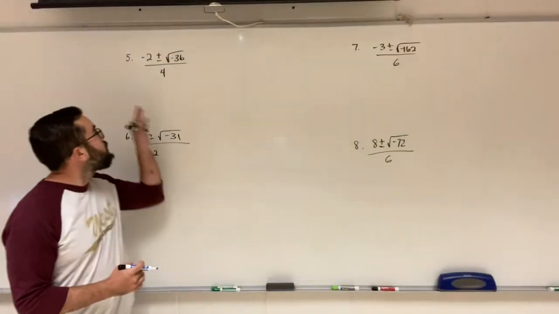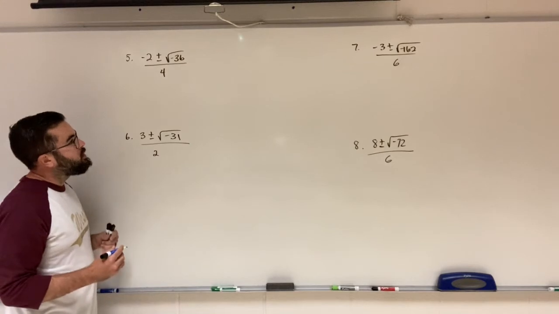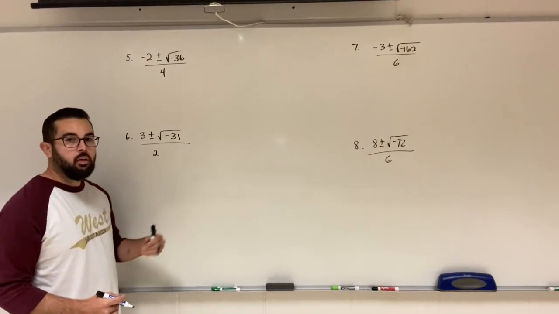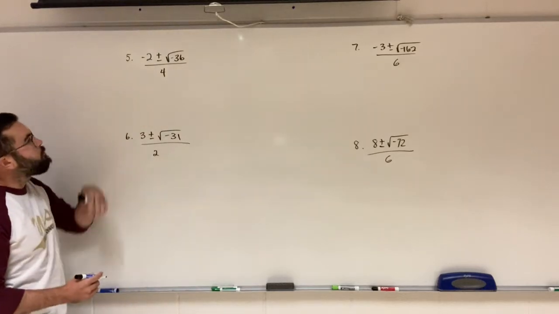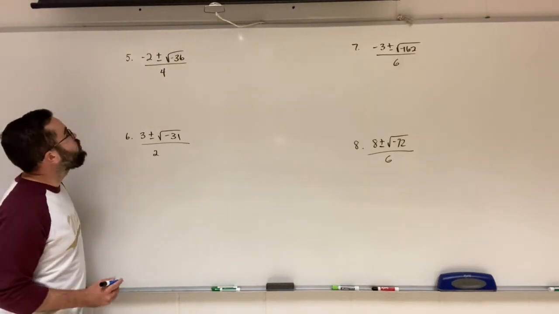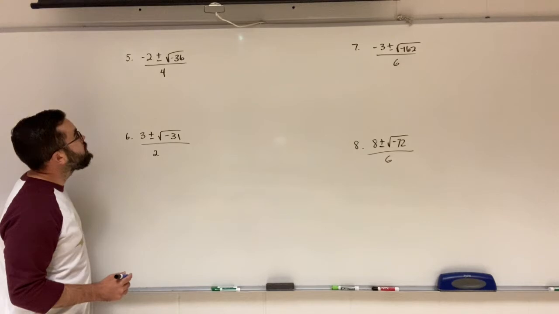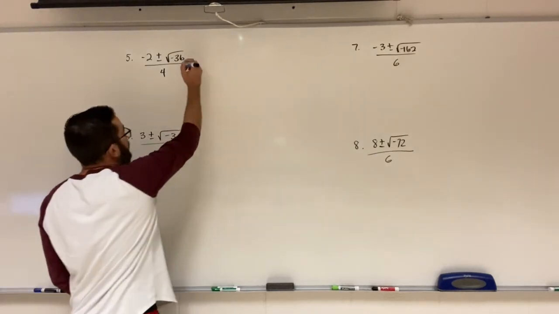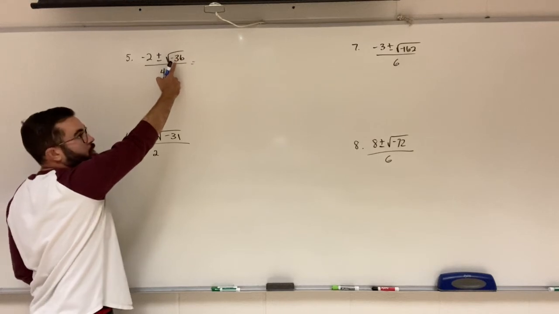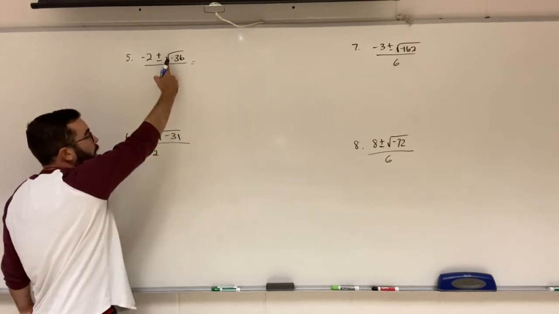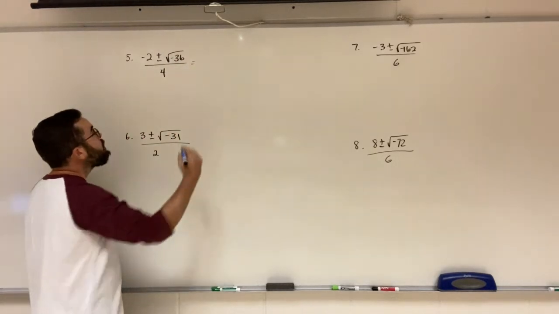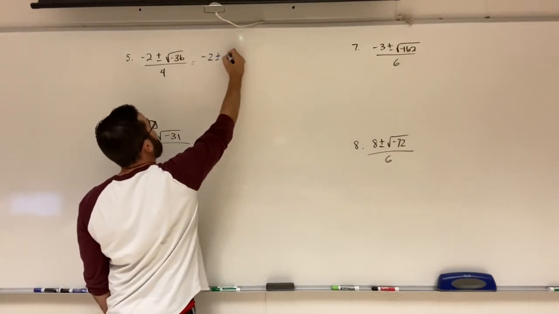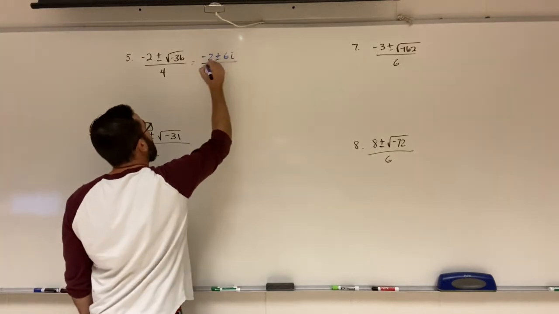We're simplifying some more of these expressions that would result from using the quadratic formula. You're going to see this again tomorrow. So looking at number 5 from the notes page, we have negative 2 plus or minus the square root of negative 36 over 4. So I first noticed that 36 is a perfect square and it's negative, so that's going to result in an i. So this reduces to negative 2 plus or minus 6i all over 4.